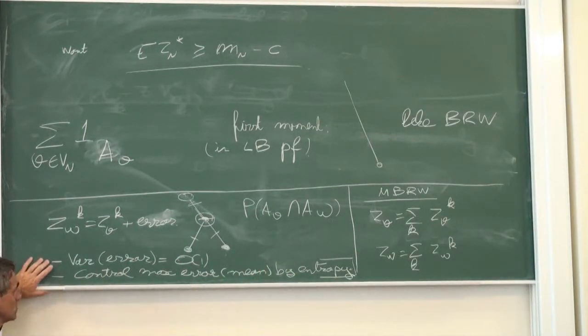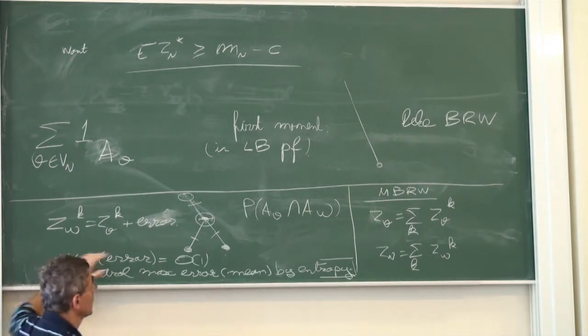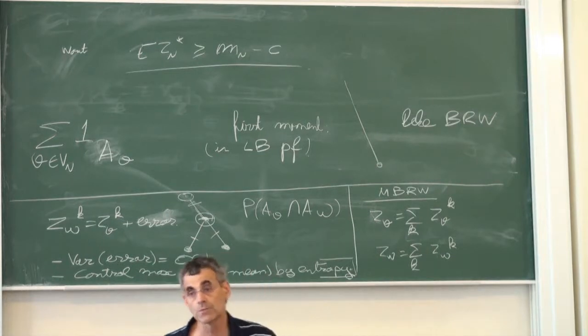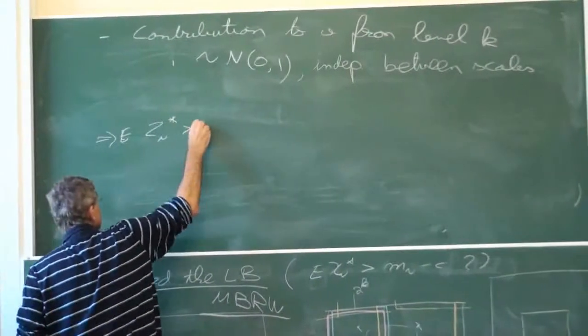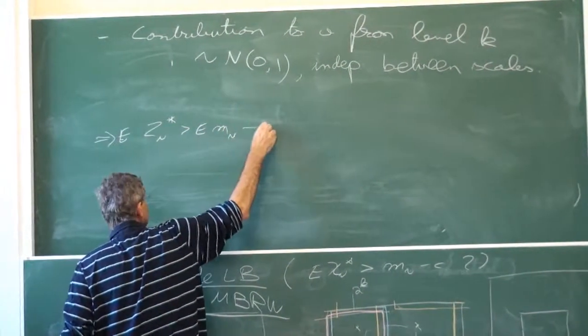So once you do these 2 steps, you are done, because now you can apply the second moment method. You have essential independence as we had before. You do the computations for simple random walk, and you conclude by the second moment method that the expectation of Zn star is greater than the expectation of Mn minus a constant.